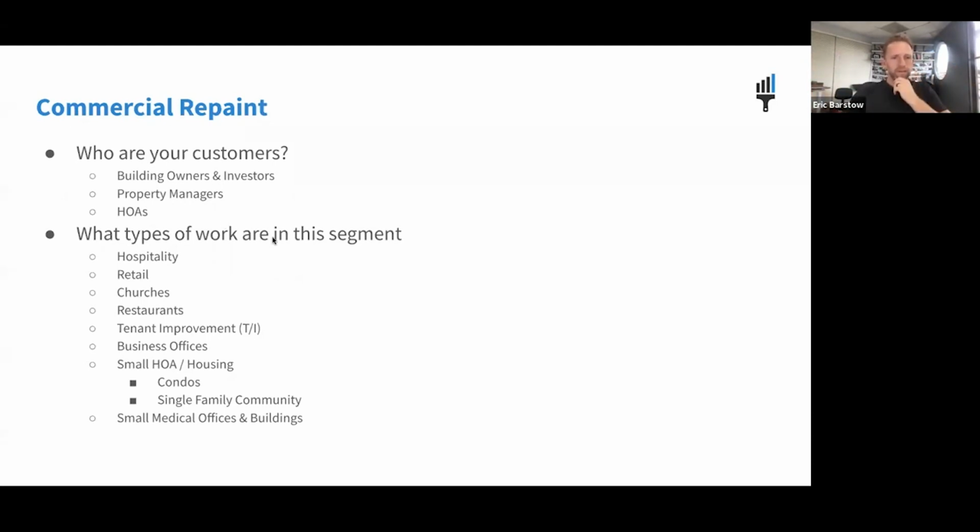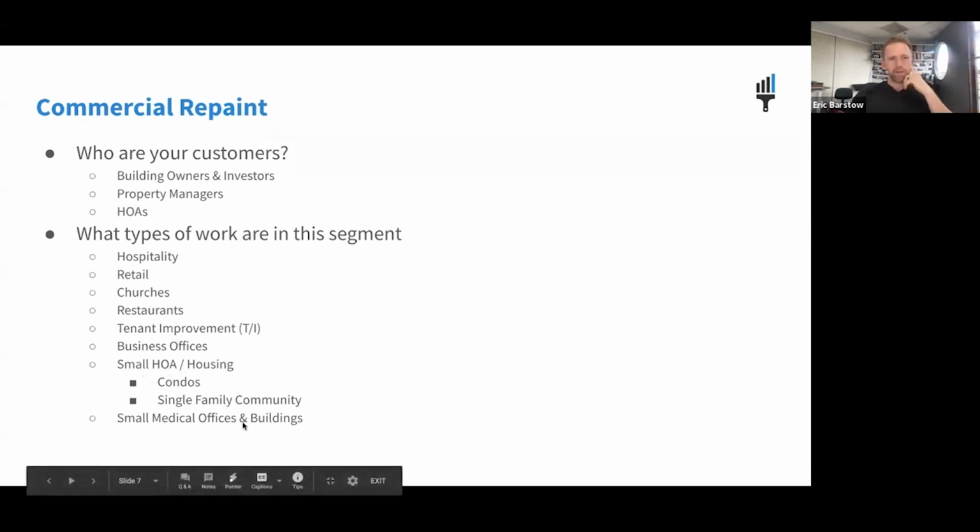What types of work are in this segment? Hospitality, retail, churches, restaurants, tenant improvement, whether that's business offices and business tenants, or residential, like apartments, condos, townhomes, business offices, both interior and exterior. All these could be interior and exterior. And then take the word small away, because that's if we were talking about light commercial repaint. It's just HOA and housing. So that could be condos, townhomes, single family communities. And then also we could do medical offices and buildings, taking away the word small. So this is the type of work.